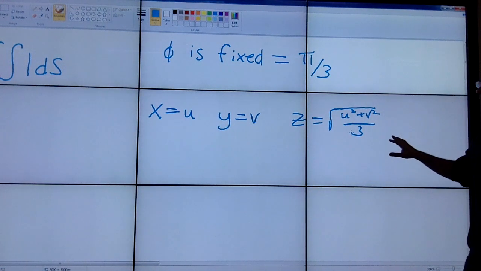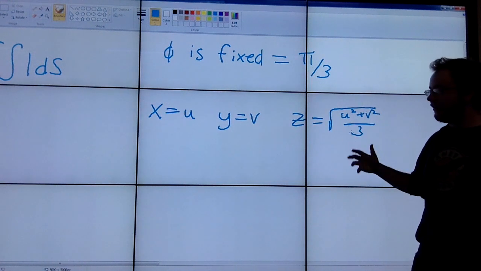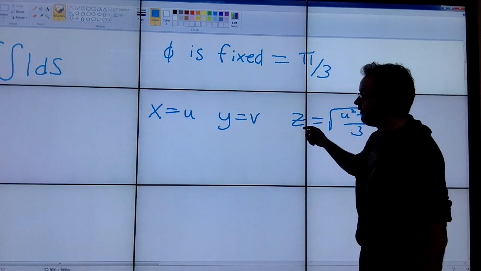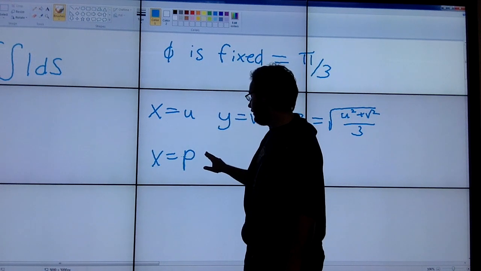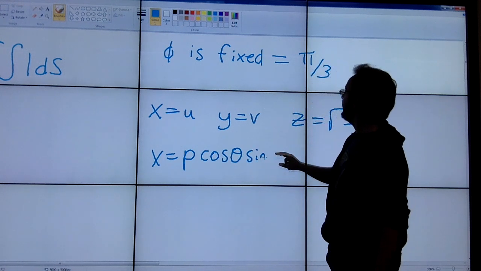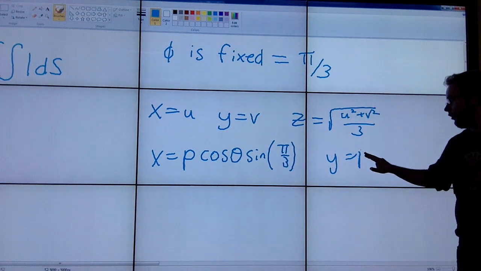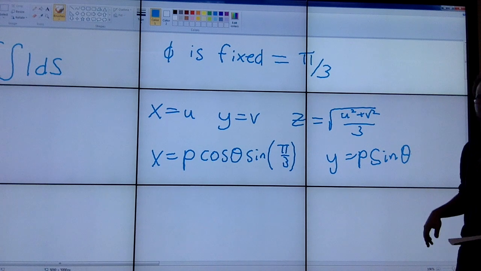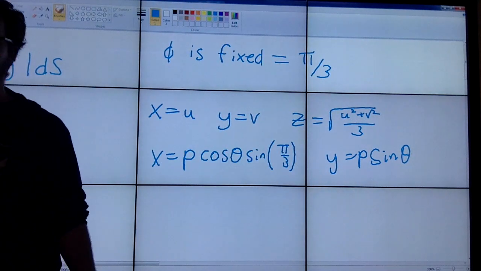If you can deal with the computation, when you do this cross product, taking the derivative of this with respect to u is kind of ugly, right? Then by all means go ahead and do that. But sometimes you can use the spherical parameterization instead. You would say x equals rho cosine theta sine phi, where phi is fixed to be pi over 3, then y equals rho sine theta. The idea is you would do the same exact thing as before, but this time fixing phi as opposed to fixing rho.